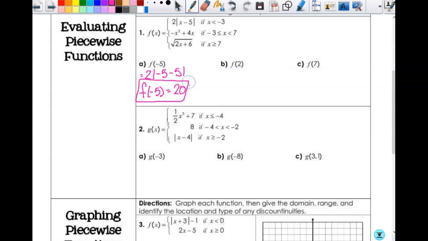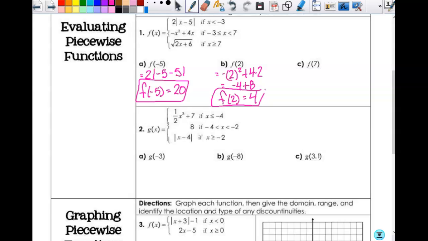Make sure you are labeling your answers, that you don't just put 20 and box it. Then I want to find f of 2. Does 2 fall into the first, second, or third? The second, because 2 would be between -3 and 7. So this is going to be -2 squared plus 4 times 2. So it's going to give me -4 plus 8. So f of 2, oh, that's an x. F of 2 is equal to 4.